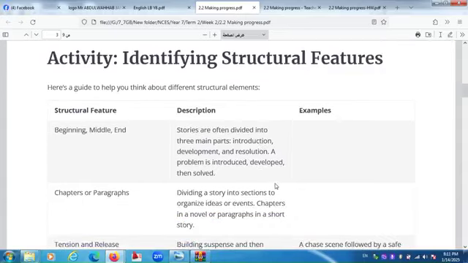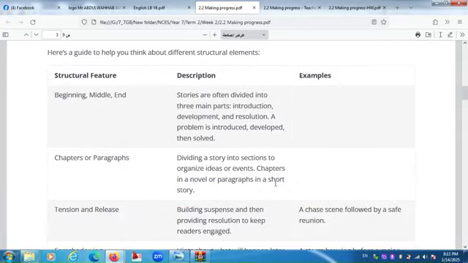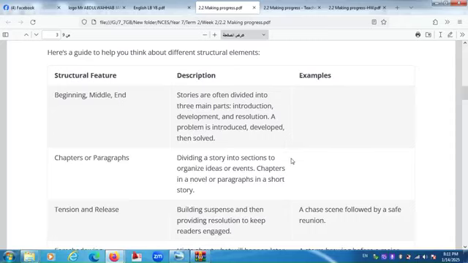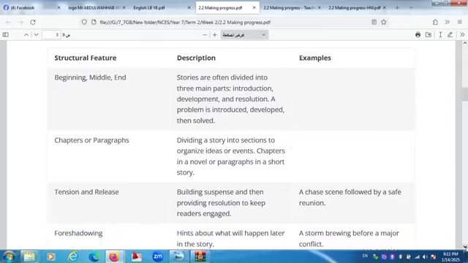I have now a table, okay, a very important table. It will identify the structural features of any genre we know. So I have the structural feature, I have the description and examples from literature. The structure, for example, I have beginning, middle, end. Stories are often divided into three main parts: introduction, development, resolution. The problem is introduced, developed, then solved. Example, any novel or short story in fiction.